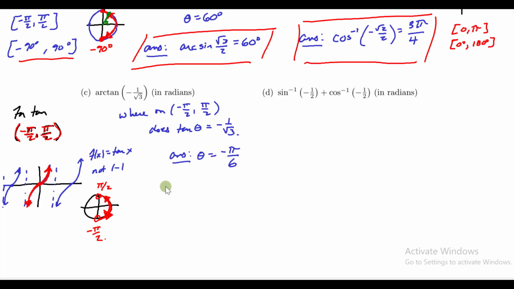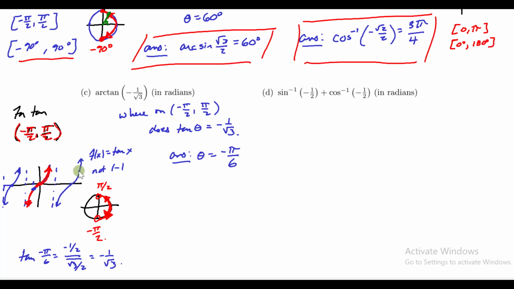And you can check that by taking the tangent of minus pi over 6. Remember that's the y-coordinate upon the x-coordinate. So it would be minus a half divided by the square root of 3 over 2, which reduces down to minus 1 over the square root of 3. So yep, the tangent of minus pi over 6 does equal negative 1 over the square root of 3. But equally importantly, it also lies in this interval. Minus pi over 6 is somewhere in this interval here. There it is right there, minus pi over 6.